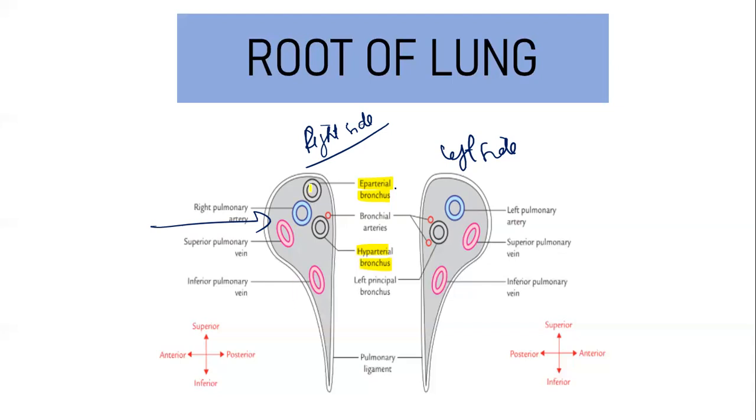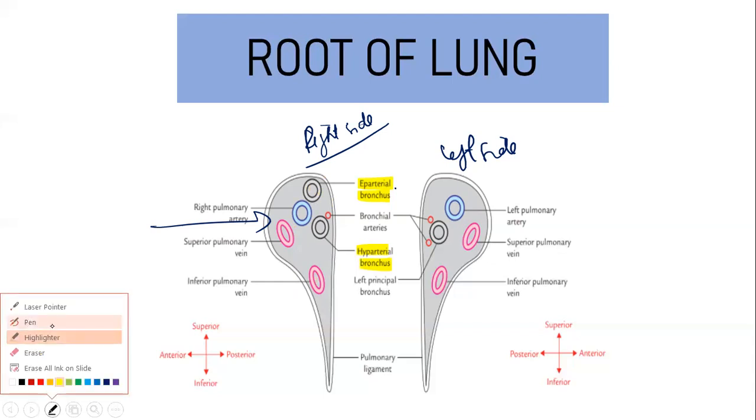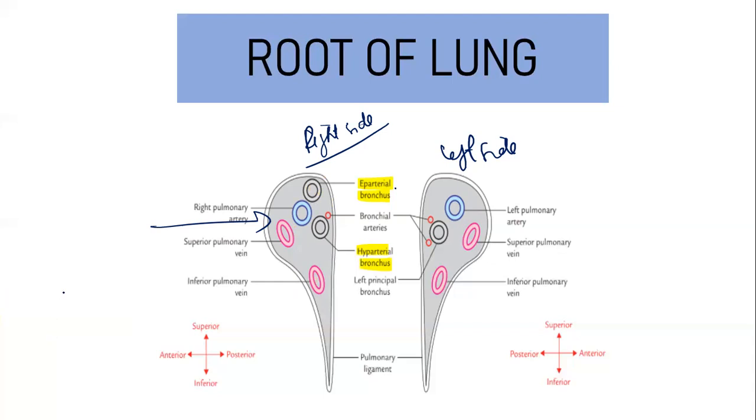Right? So these are the structures. Usually, how these structures are arranged from above downwards is: first you will have a bronchus, followed by an artery, followed by a vein. In your textbook, they would have given it from before backwards, that is from down to up. If you take the acronym VAB, it means inferior-most you will have a vein, then an artery, then a bronchus.